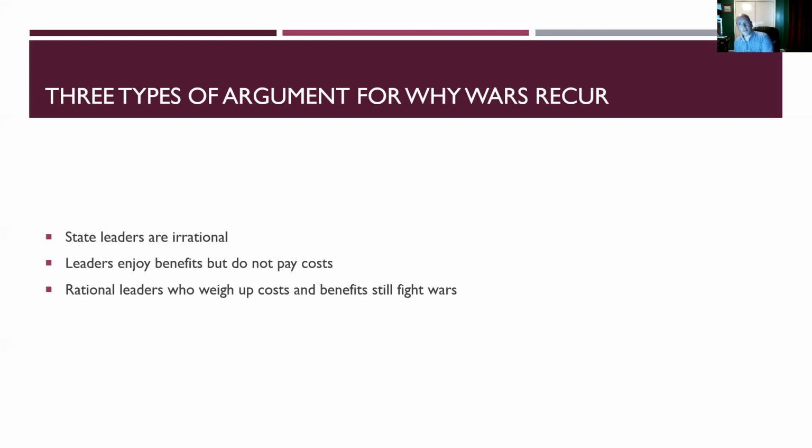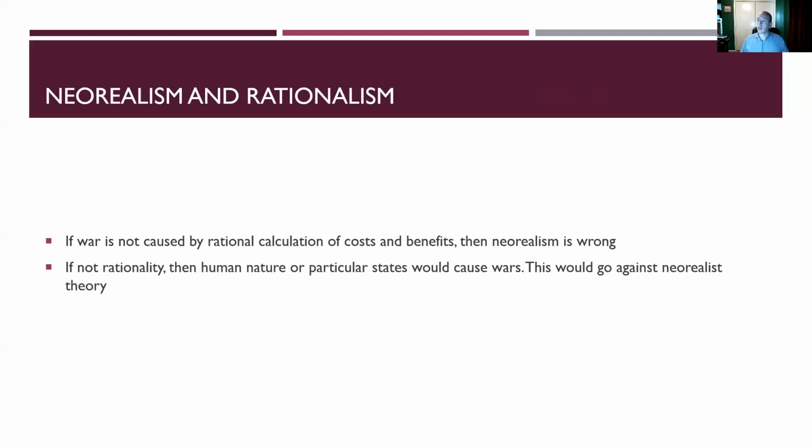The third type of argument is the one that Fearon, I think, is trying to make: that we have rational leaders, they weigh up the costs and the benefits, and they still fight wars. Right? Just the benefits outweigh the costs, something like that. So that's a third option.